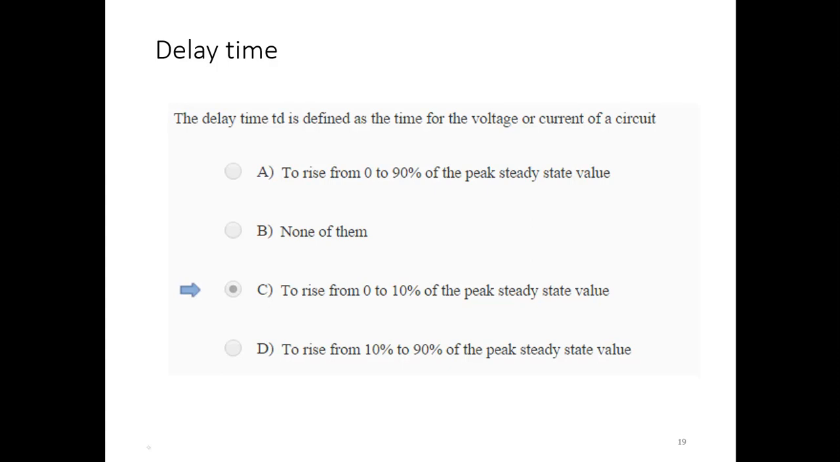The delay time is defined as the time for the voltage or current to rise from 0 to 10% of the peak value. It is not from 10% to 90%, which will be the rise time. That is the delay time.